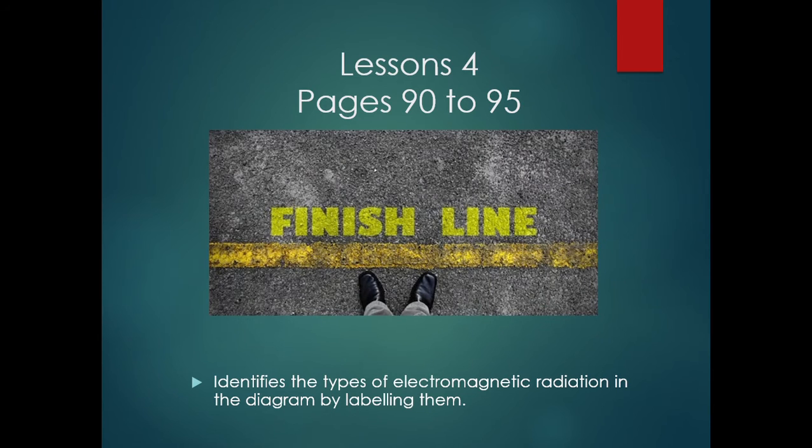It's always important to start with our end in mind. So this week we're going to study lesson number 4, pages 90 to 95. And our end in mind is the following: identify the types of electromagnetic radiation in the diagram by labeling them. Okay, so keep track of that in your Word document.